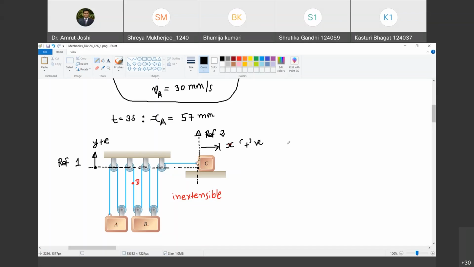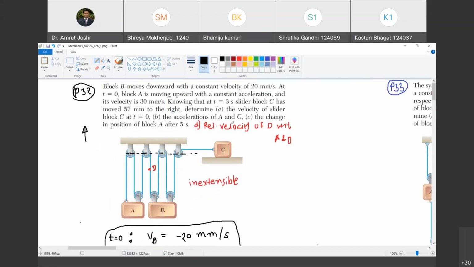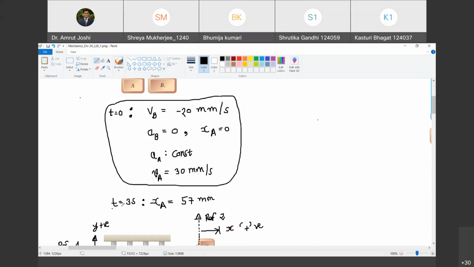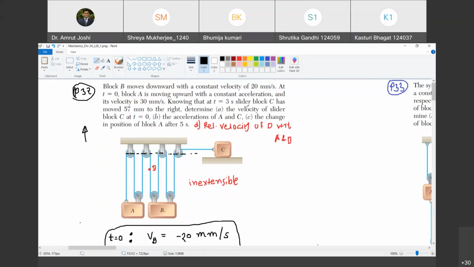I have defined the references. Reference lines we defined, and then we have also naturally defined the origin. So where is the origin? Origin is somewhere here. Are you with me? Yes, sir. Okay. Now we will translate the next data, knowing that at time t equal to 3 seconds. So I have written time t equal to 3 seconds.